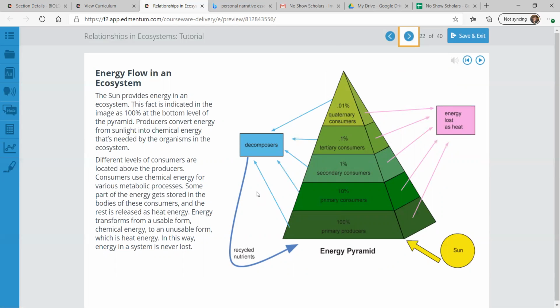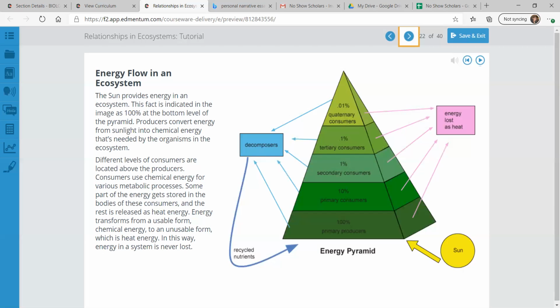Energy flow in an ecosystem. This pyramid shows the amount of energy that is passed on from consumer to consumer, or from level to level. The sun provides energy, and this fact is indicated in the image as 100% at the bottom of the pyramid. Producers convert energy from sunlight into chemical energy that's needed by the organisms in the ecosystem. Different levels of consumers are located above the producers.